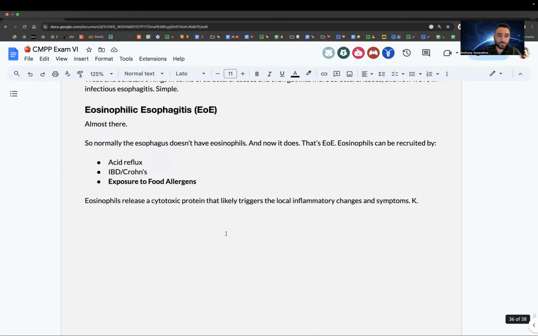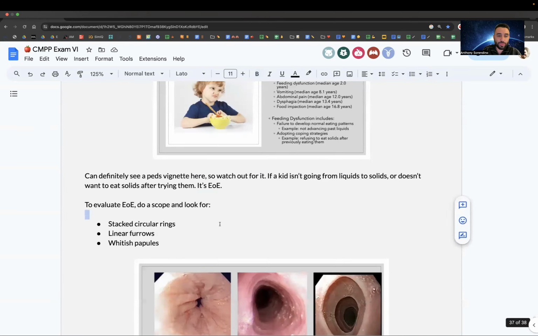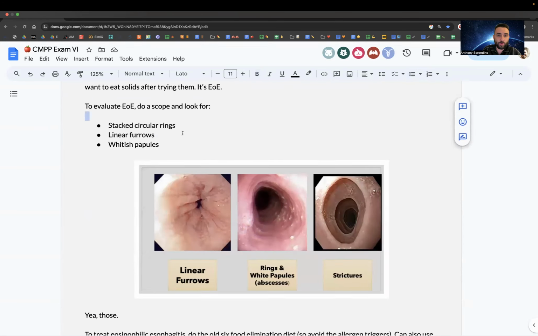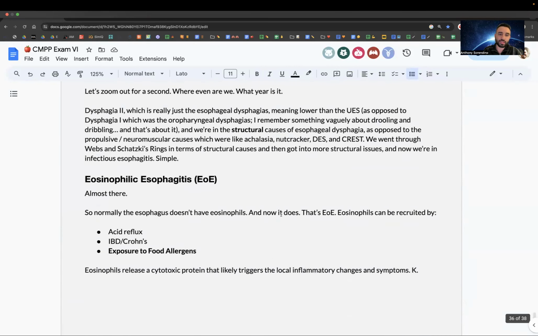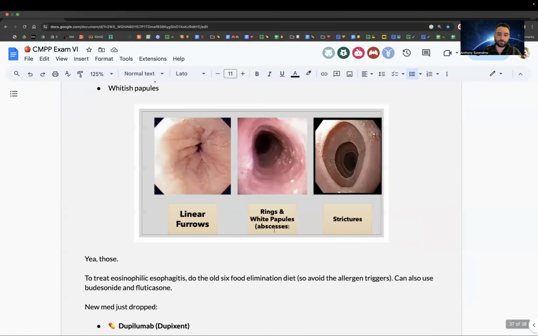And then there's also some really big things you can look for with an endoscopy, and that's stacked circular rings. So you can think of a kid stacking little rings on top of each other, linear furrows, and whitish papules. All right. And then these, I guess, strictures, stacked circular rings are kind of the same thing. So that's going to be your eosinophilic esophagitis.